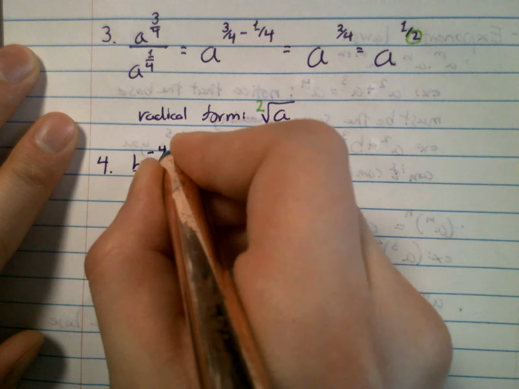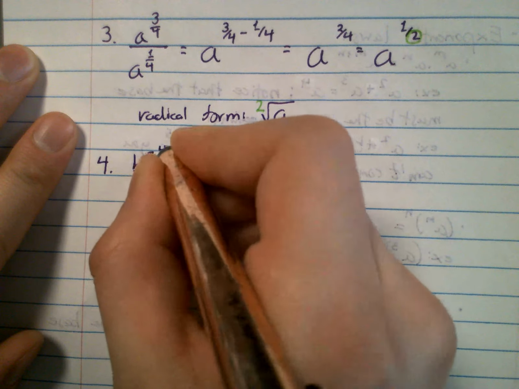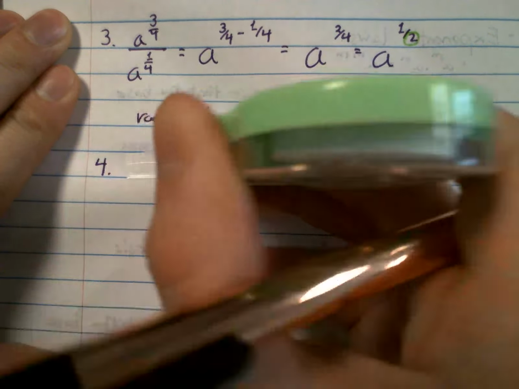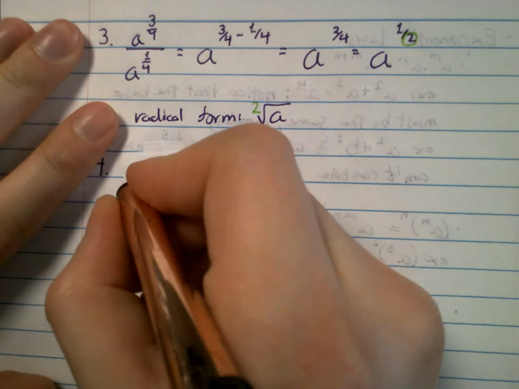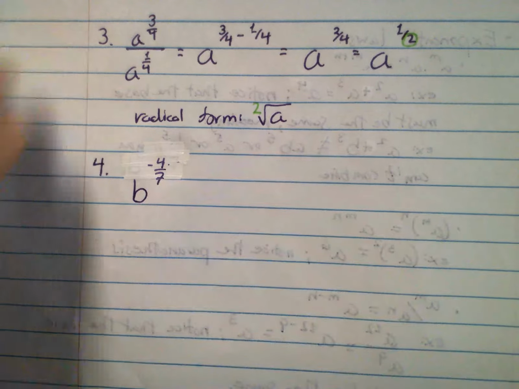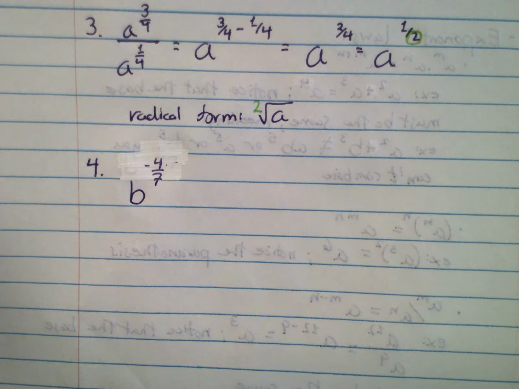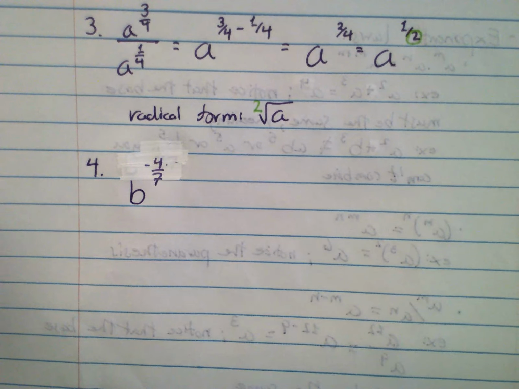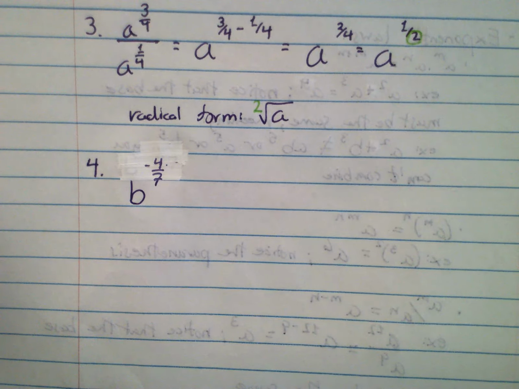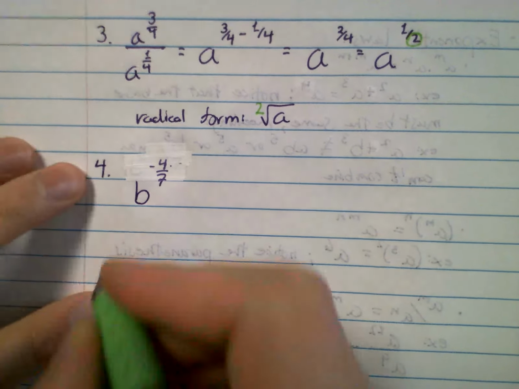B to the negative 4/7. Okay. Actually, let me rewrite that. I like how I wrote it in the previous one where I put the exponent on one line and the variable on the other line. Kind of works a bit better. So b to the negative 4/7. Now, when you have an exponent that is negative, what you need to do is put it in the denominator. Remember, every single number is technically over 1.